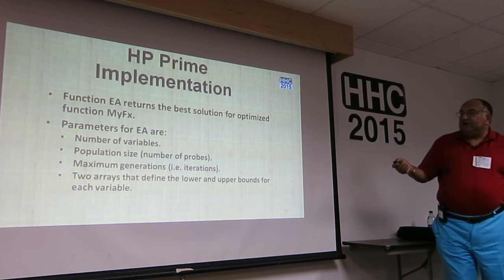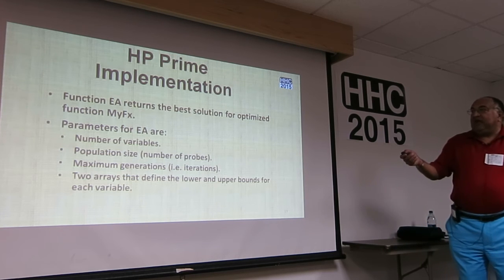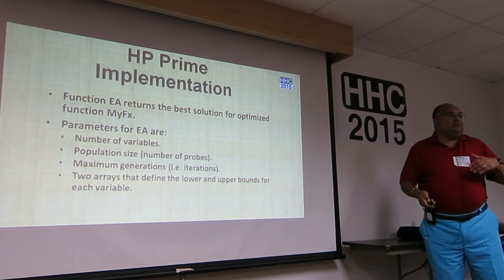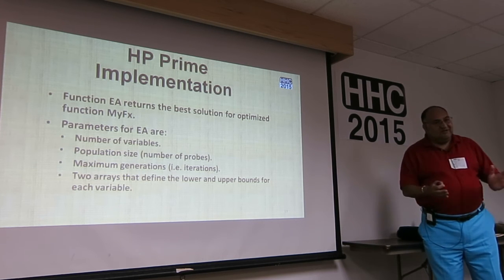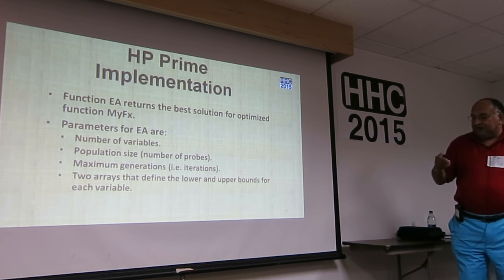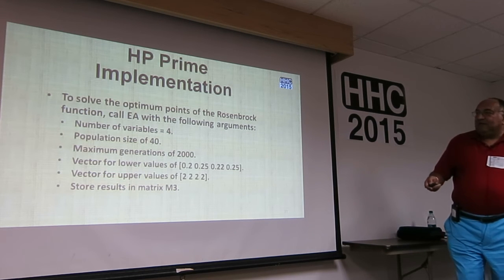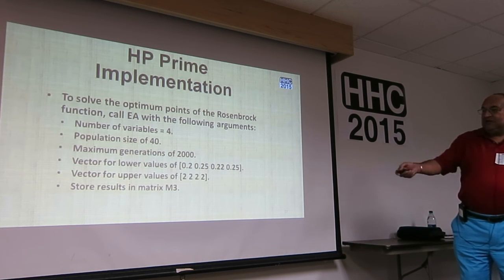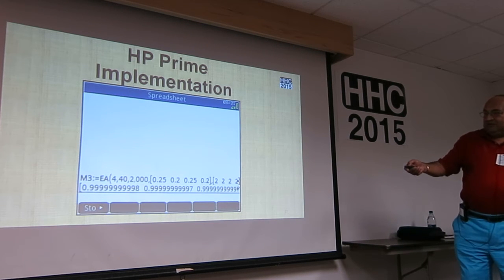Again, the function for the HP Prime is function EA, and it optimizes my function, which is the Rosenbrock. The parameters for EA are identical to the parameters of PSO. Again, this is very light, we have four parameters. And if I want to solve the Rosenbrock with four variables, I give the same exact arguments, and I store the result in matrix M3.